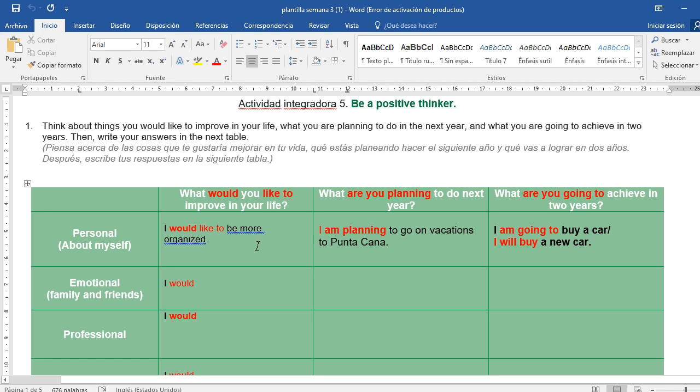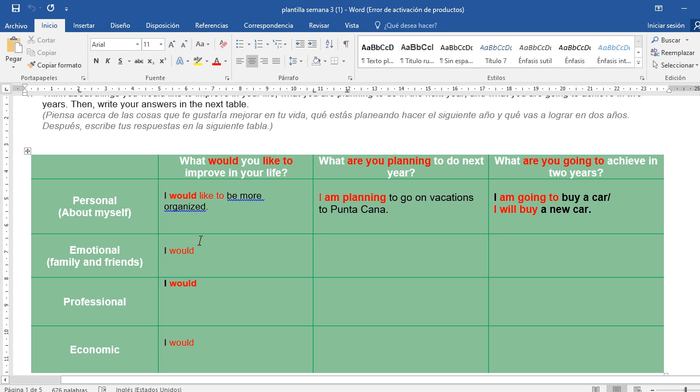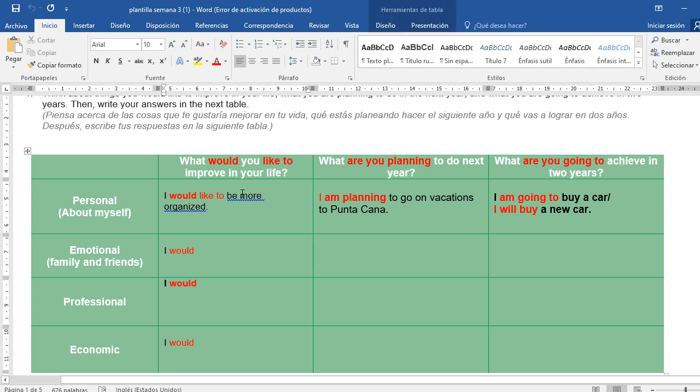So if you notice, in this first column, all the answers have to include would. Todas tienen que llevar el auxiliar would. So you have to think about what would you like to improve in your life. ¿Qué te gustaría mejorar? What would you like to improve? All the answers should include I would. So, for example, I would like to be a more organized person. Then this is about personal.